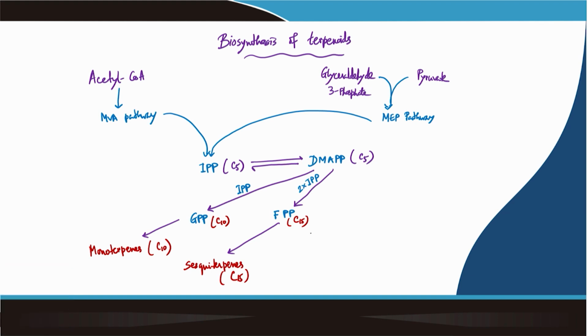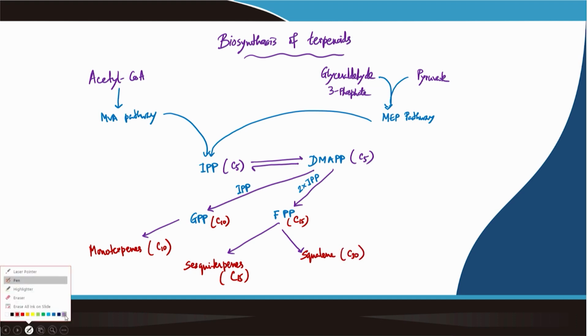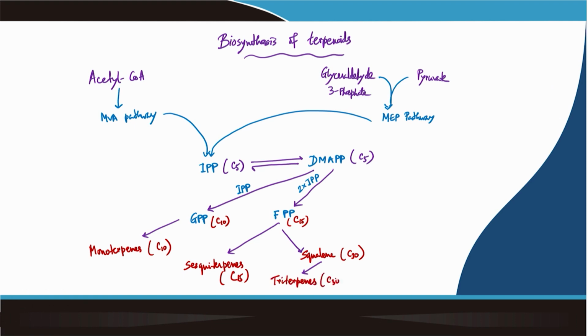From FPP, another route moves towards the formation of squalene, which is a C30 compound, and squalene ultimately contributes towards the formation of triterpenes, C30.